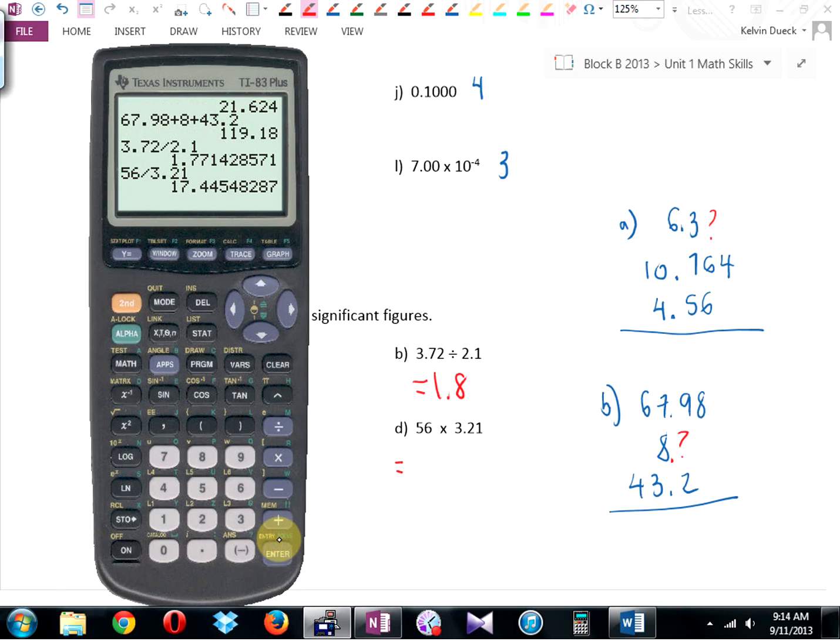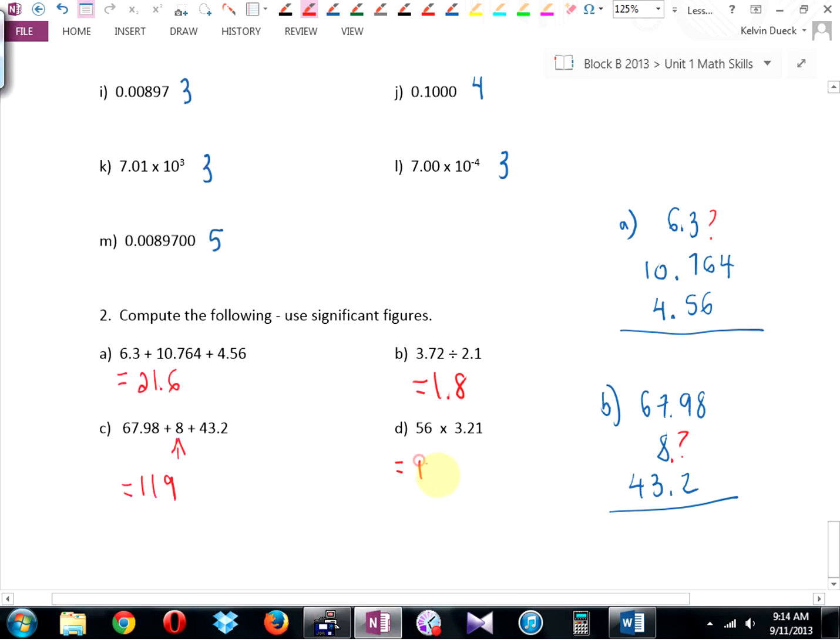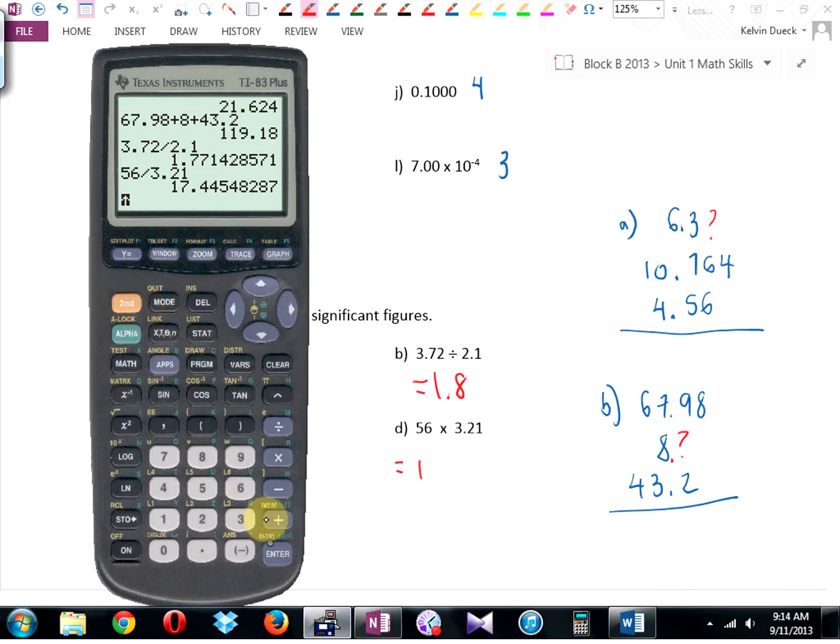17 point what? Oh, not 0.0, because that would be 3 sig figs. Just plain old 17. Did I type that in right? Yep, 17. Times, Mr. Dueck. I didn't type that in right. That's why Jake was looking at me so funny. What am I going to round this to? How am I going to write this?